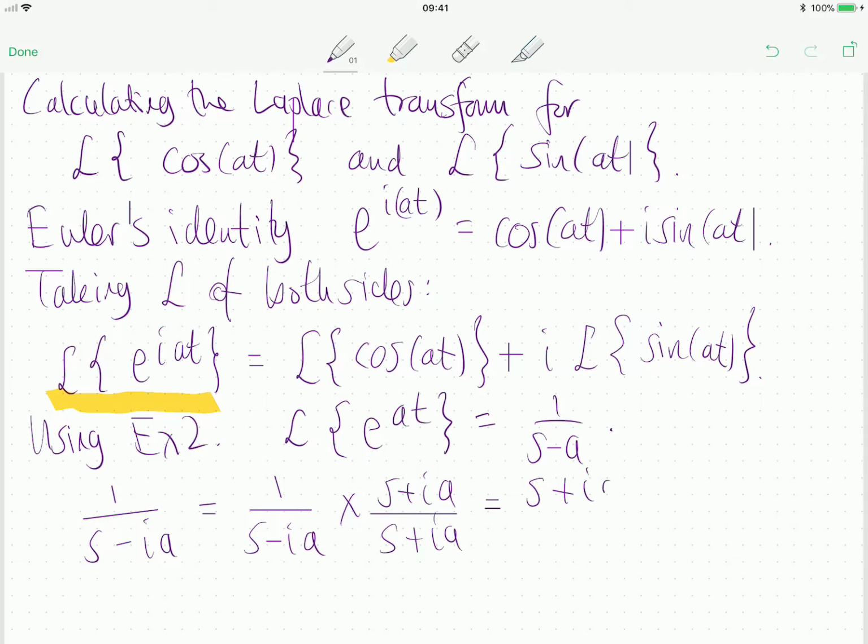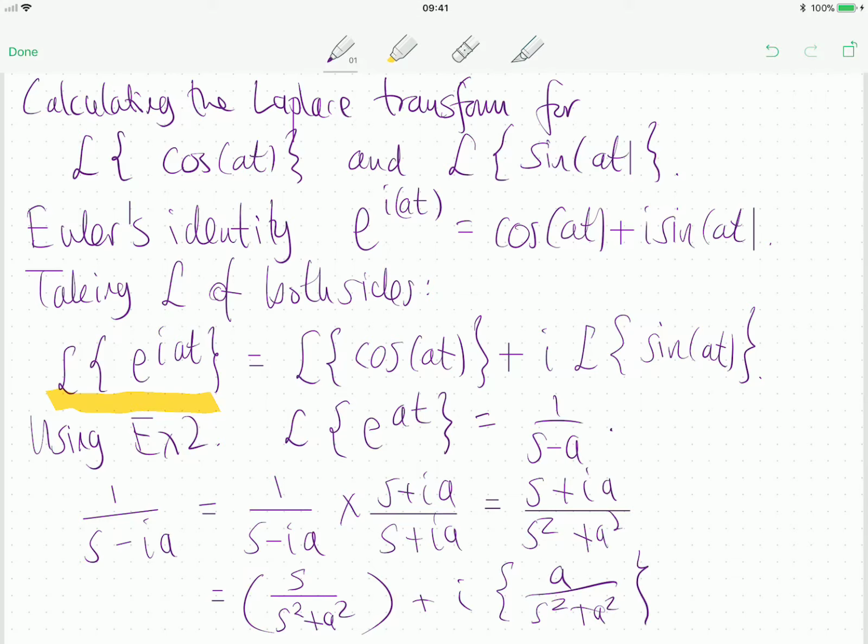The top is s plus IA. The bottom is s squared plus a squared. And I'm going to write this as s over s squared plus a squared, that's the real part, plus I a over s squared plus a squared, that's our imaginary part. And that deals with the left-hand side here.